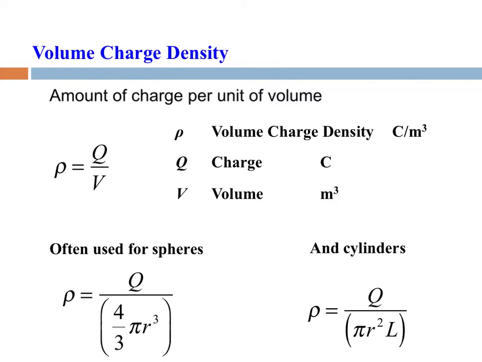This is volume charge density. This is the amount of charge per unit of volume. This is going to be represented by a rho. It's often used for spheres and cylinders.